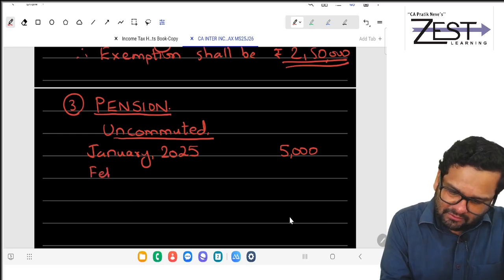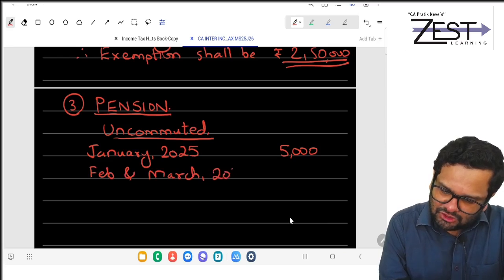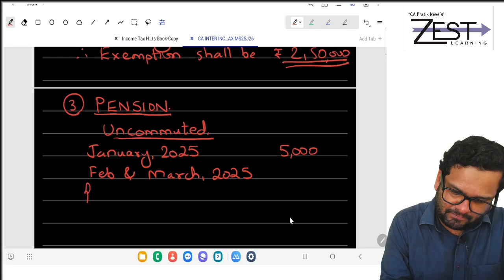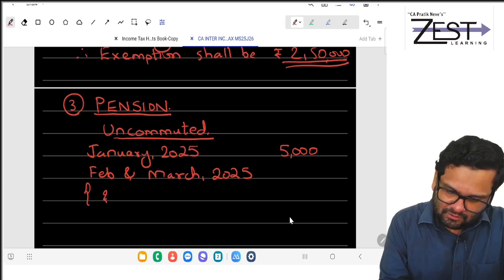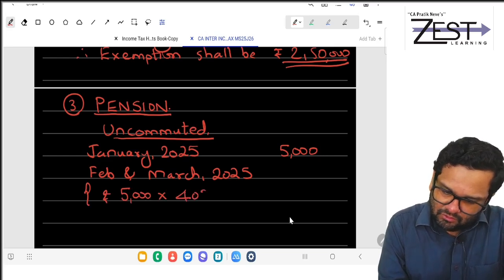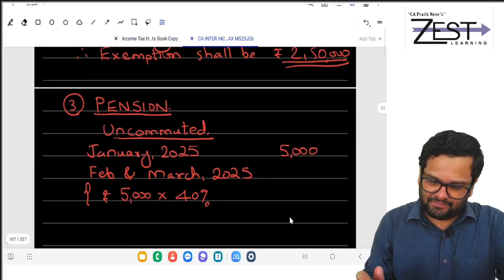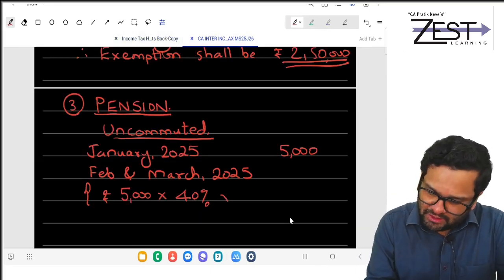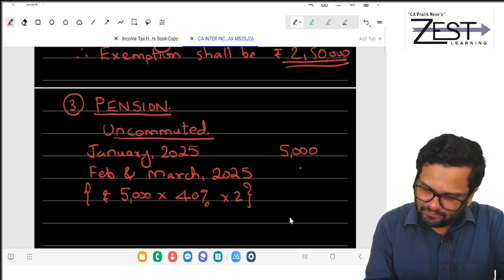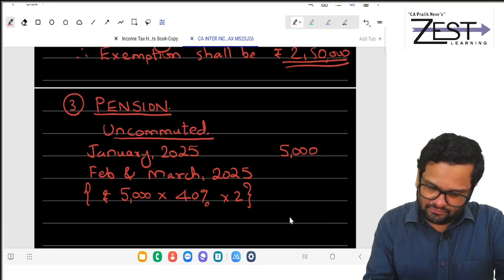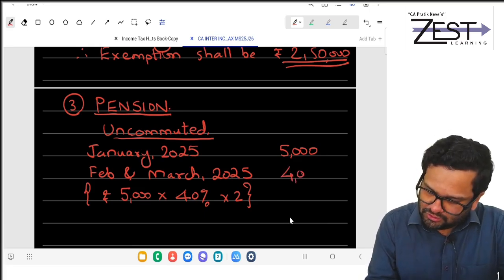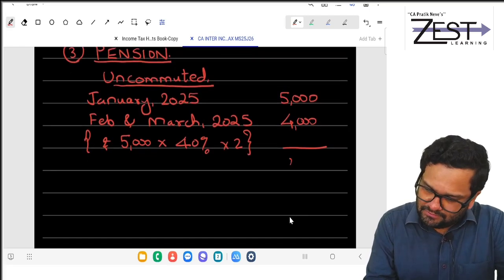For Feb and March 2025, 5,000, but you have uncommuted 40% because you commuted 60%. So 5,000 into 40% into 2 months. Yes, 4,000. So total uncommuted is 9,000.